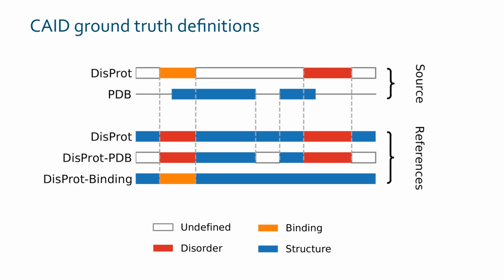So negatives are only those residues which have a three-dimensional structure. All the rest of the positions here in white are excluded, both in the ground truth and from the predictions. While the third ground truth is DisProt binding, and in this case, we simply consider binding regions as annotated by DisProt.